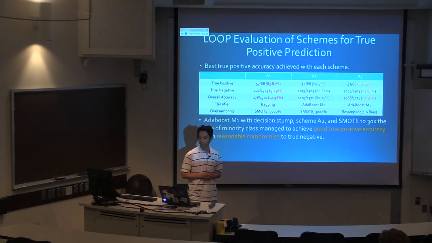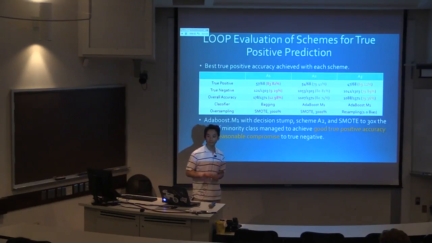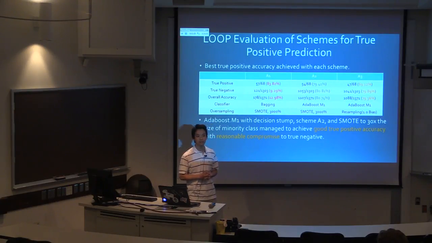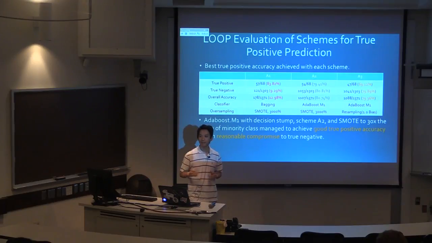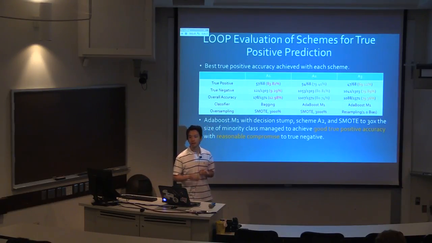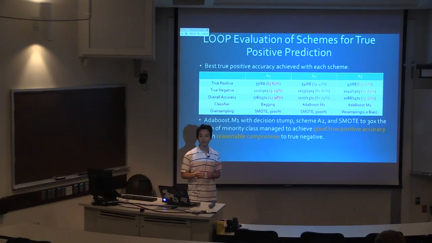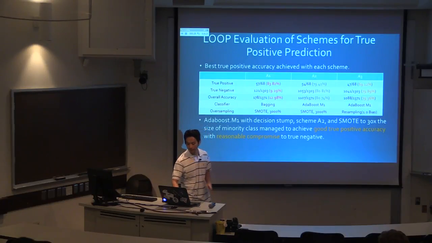So we tested the schemes with AdaBoost and we found out that scheme A2 with 8 attributes gives us the undeniably best true positive accuracy, which is 80%, as compared to the previous A1 scheme, where we get only 4% of that. So it's a 20-fold increase. And A3 also does relatively well, but not as well as A2. So AWS.M1 with scheme A2 gives us a good true positive accuracy, while only a slight compromise on true negative prediction accuracy.